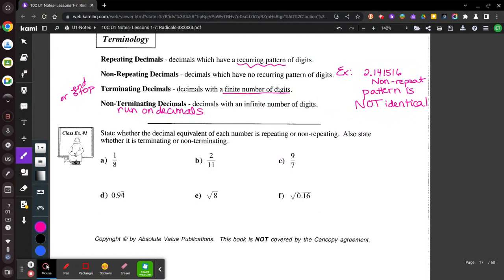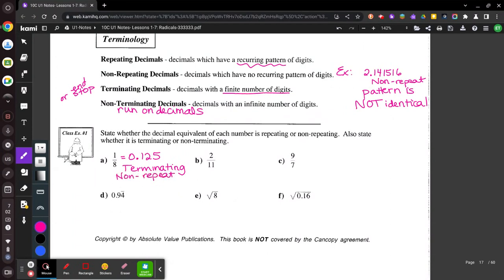All right, let's take a look at these examples on the bottom, and we're going to decide what kind of decimal they would be. If I convert this one to a decimal, I'm going to get 0.125. And that is a terminating decimal. So this guy terminates. He's terminating and he's non-repeating.